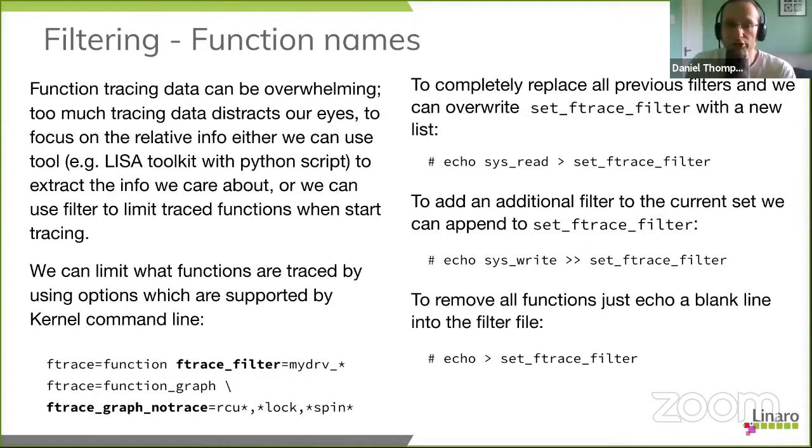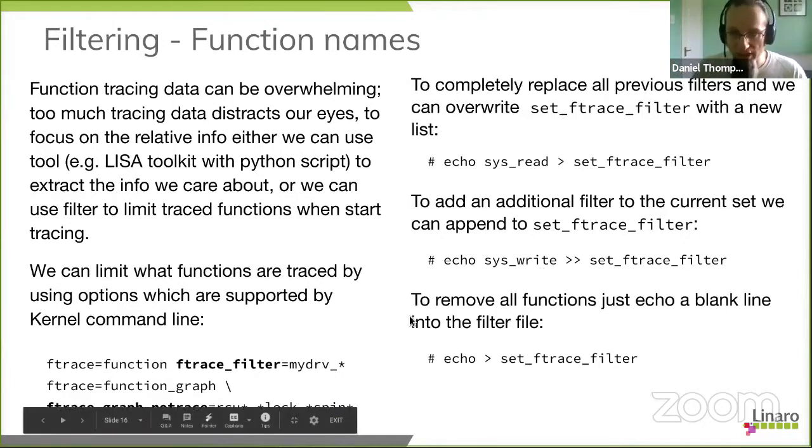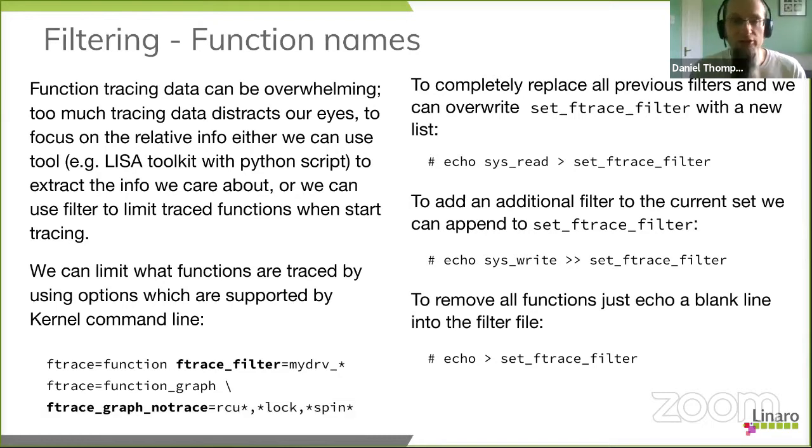So yes, if you use a single chevron to write to set_ftrace_filter, it would remove the existing contents and replace it. So it's very important if you're putting in a second thing into the ftrace filter that you do use a double chevron to append to it. And then if you want to clear it out, you can just echo a blank line to it. You can't remove them because it's a pseudo file system, but you can make the contents empty.